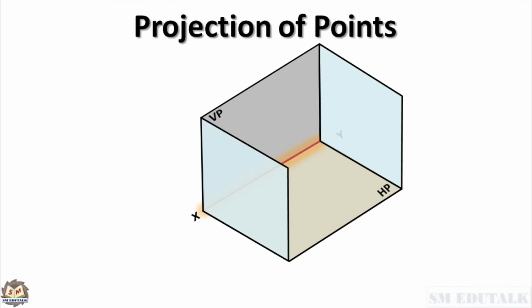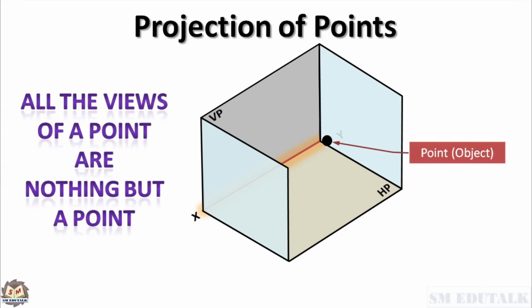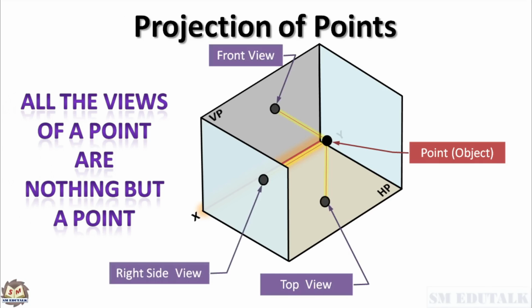Projection is a 2D view which is formed by projecting a 3D object onto a principal plane. A point is a point whatever directions you choose to view it. That is, all the views of a point are nothing but a point. Front view, top view, right side view, left side view, or any view of a point must be a point.